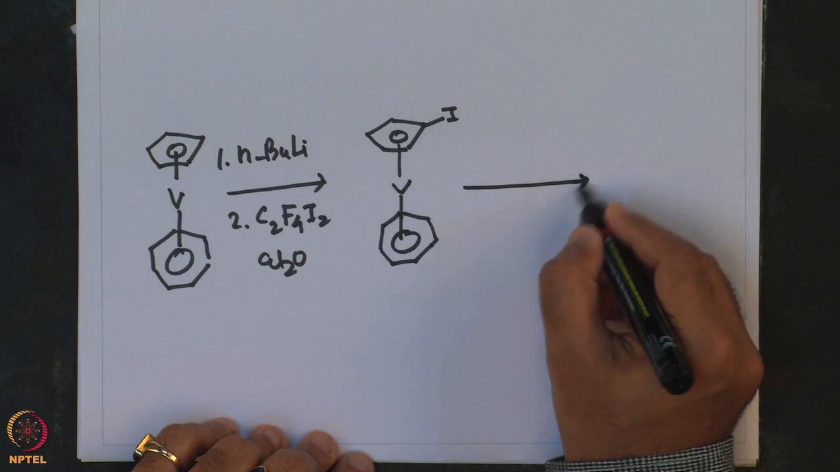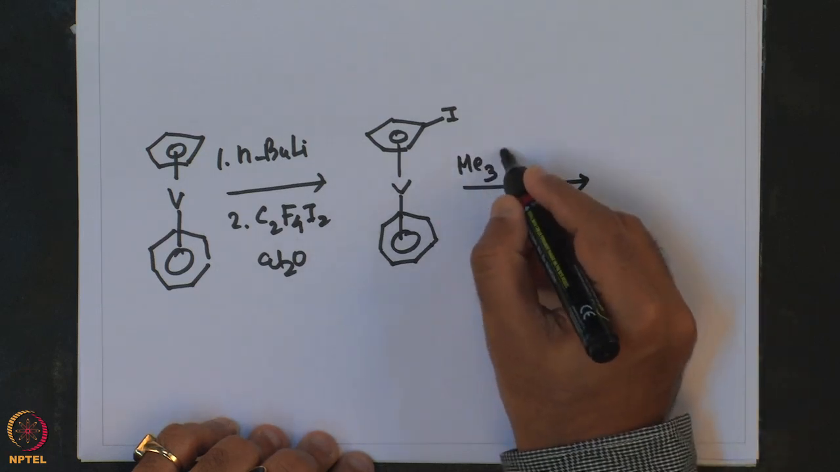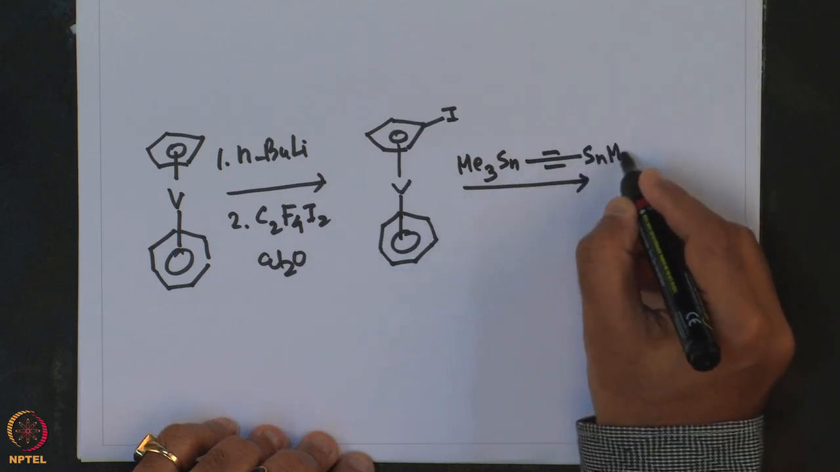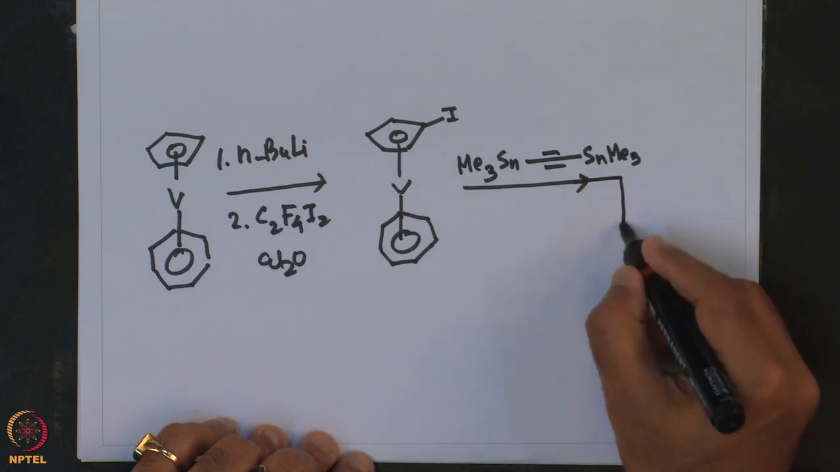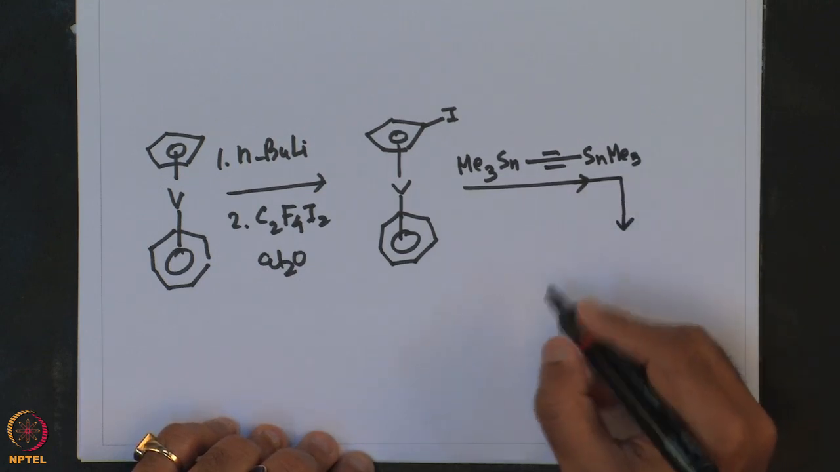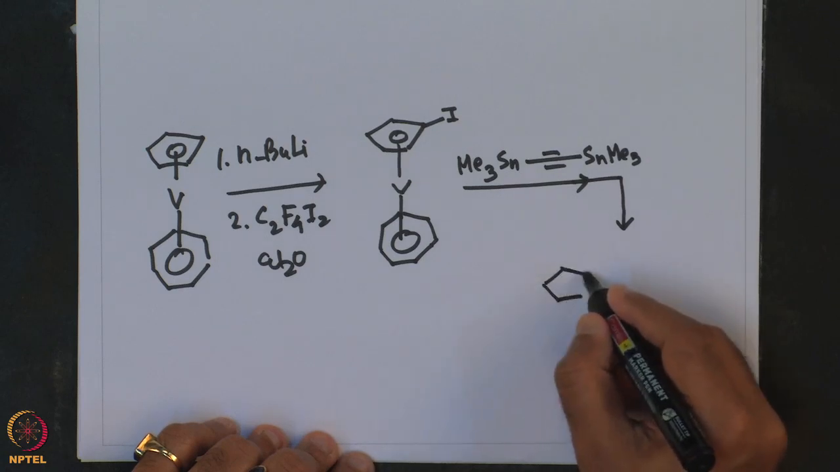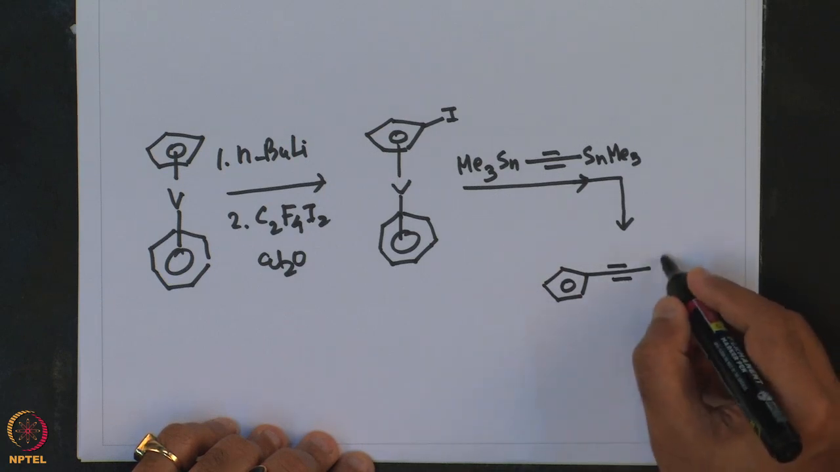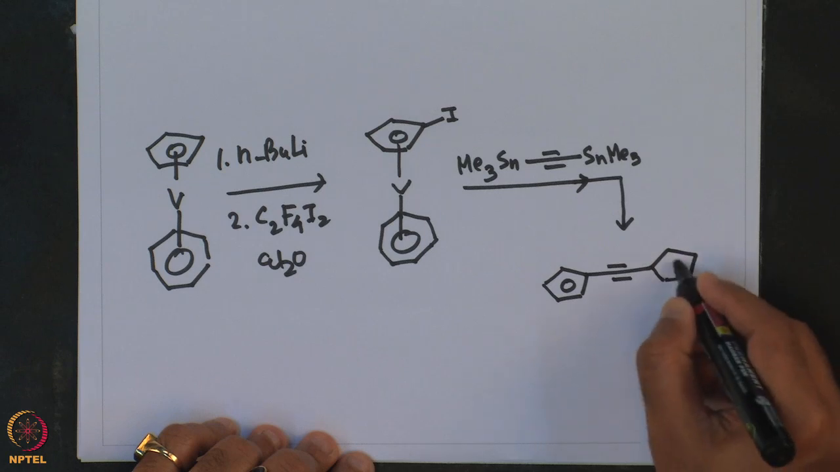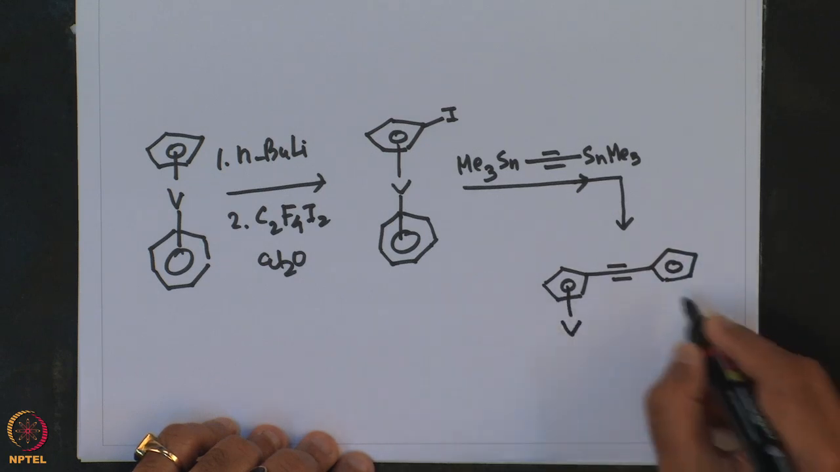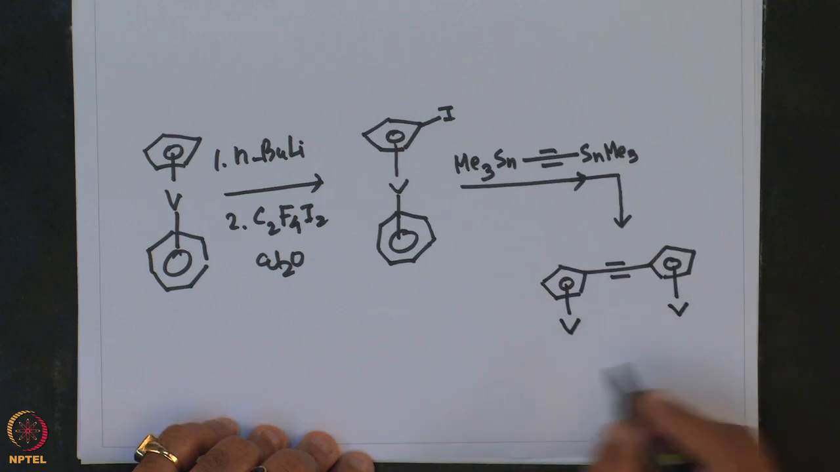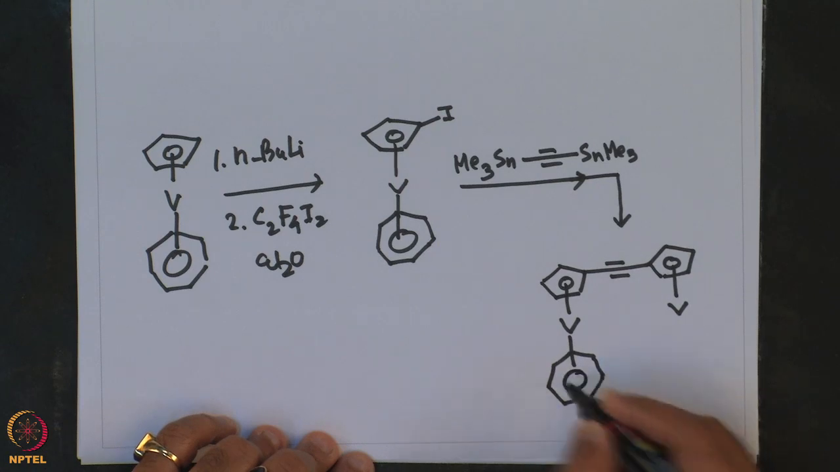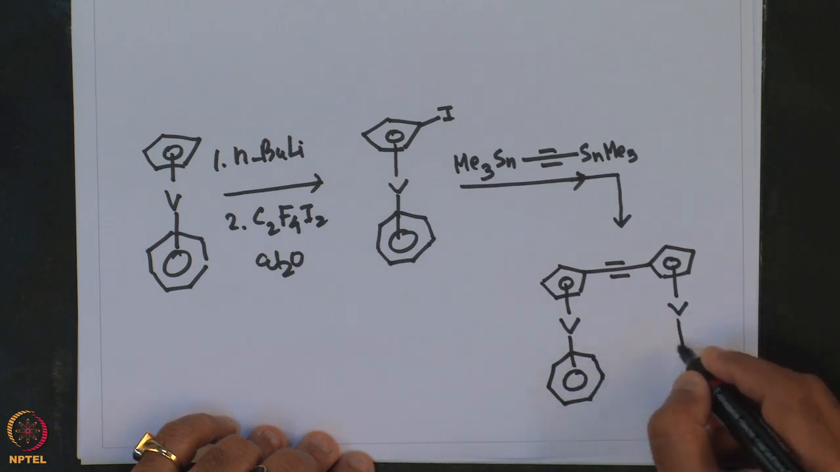And that with Me3Sn Me3 would give this dinuclear complex, a beautiful dinuclear complex, where the Cp is joined by an alkyne linker, and each of the Cp is bound to vanadium. So, thus 2 Cp binding to 2 vanadium, and then subsequently each of the vanadium is bound to a C7H7 ring.